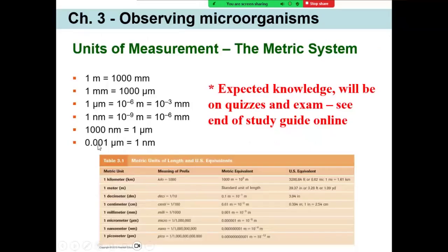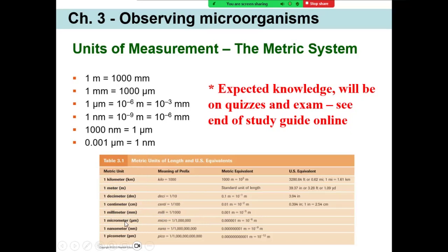You should know that 1 kilometer equals 1,000 meters. Kilo equals 1,000. 1 meter is the basic unit for measurement of length. You don't need to know a decimeter, but you can if you want. A centimeter, you should know, is 1/100th of a meter. A millimeter, you should know that, is 1/1000th of a meter. And a millimeter is the smallest unit of measurement on a ruler.